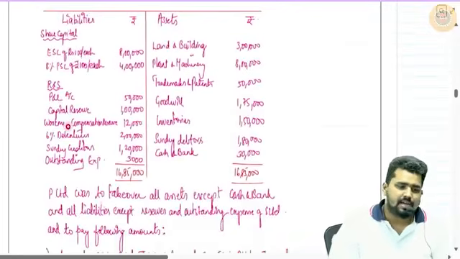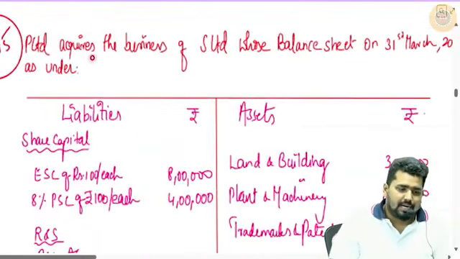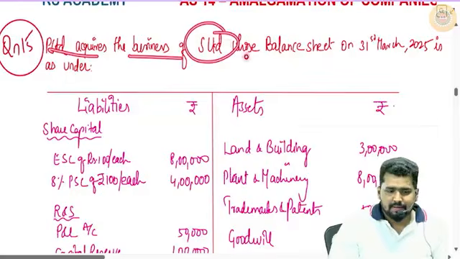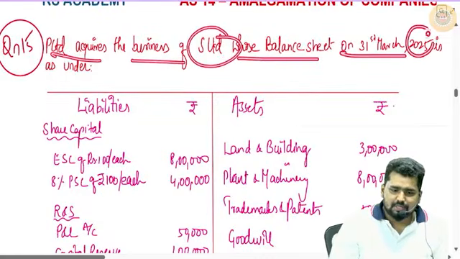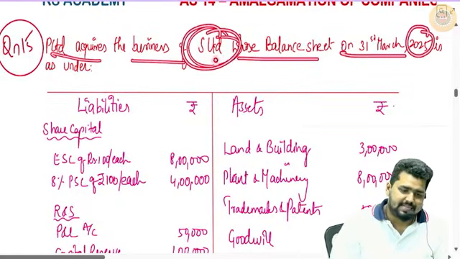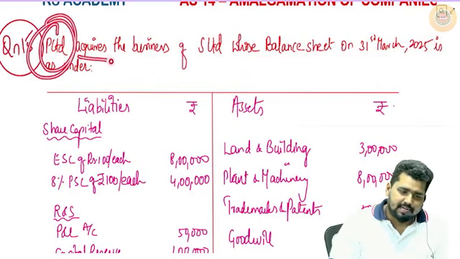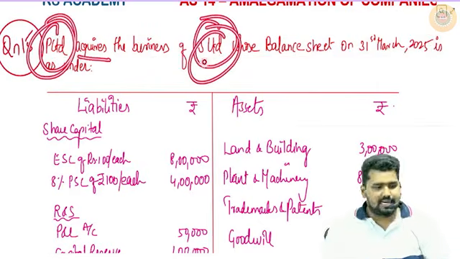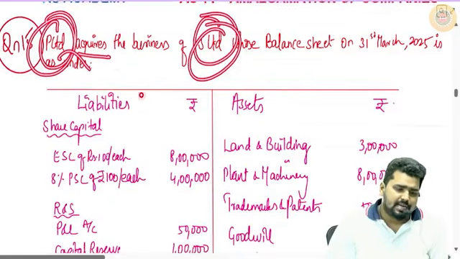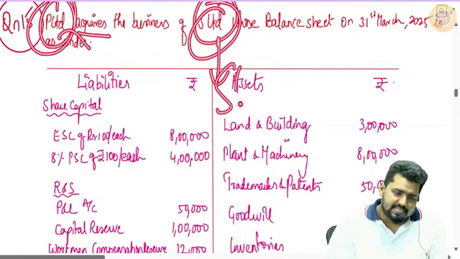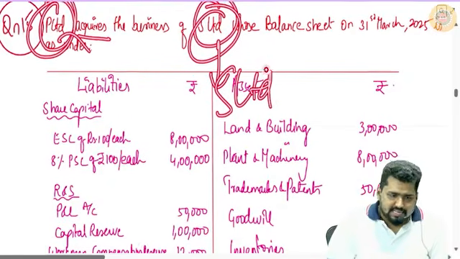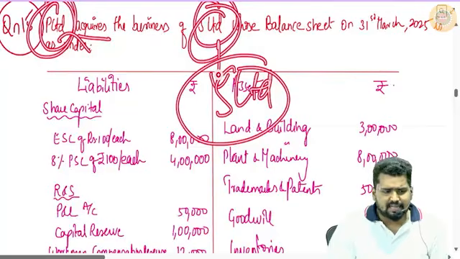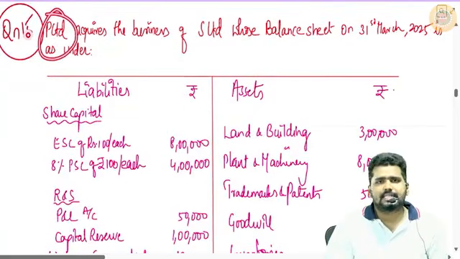Shall we do one sum here? Listen to me. P Limited acquired the business of S Limited, whose balance sheet as on 31st March 2025 is as follows. S Limited's balance sheet they have given. So P Limited is the purchasing company, acquiring the business of S Limited. This is the selling company. When they give the S Limited selling company balance sheet, what about the purchasing company balance sheet? They did not give.